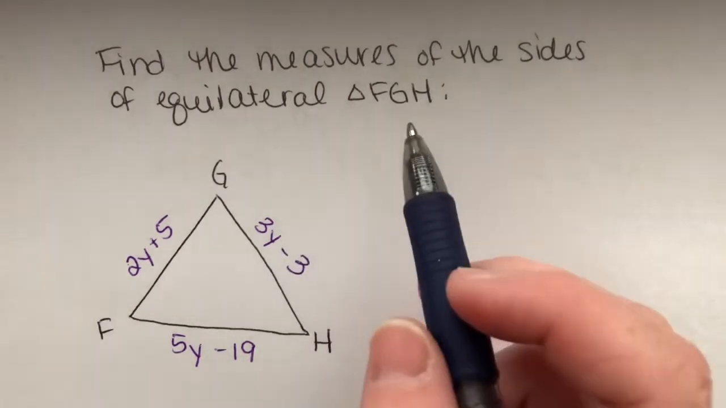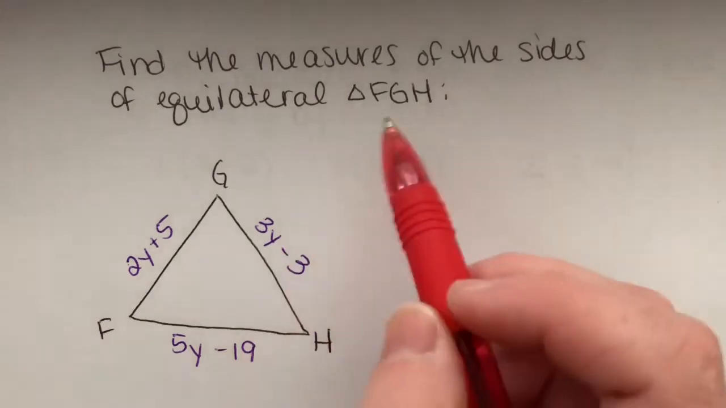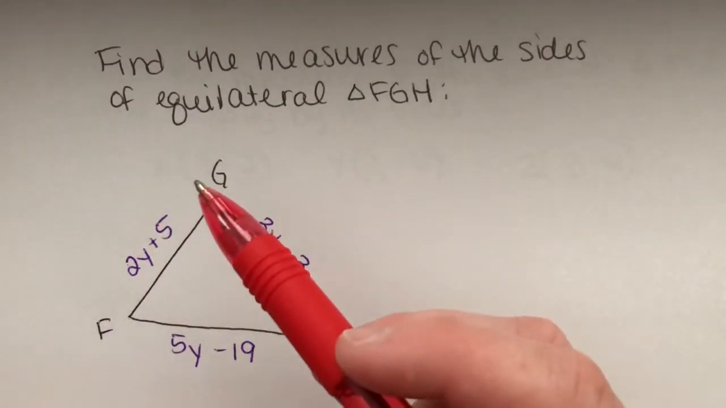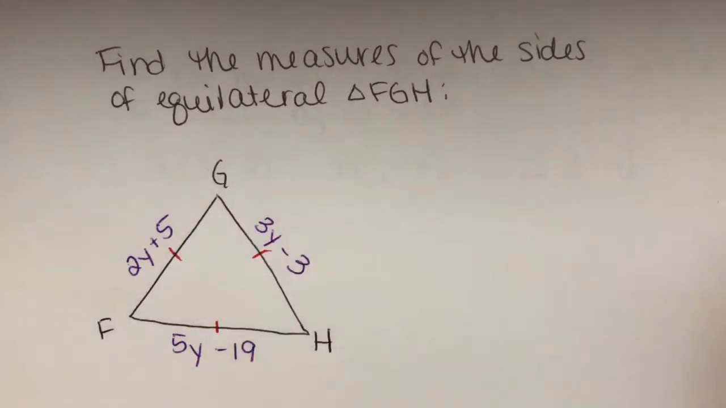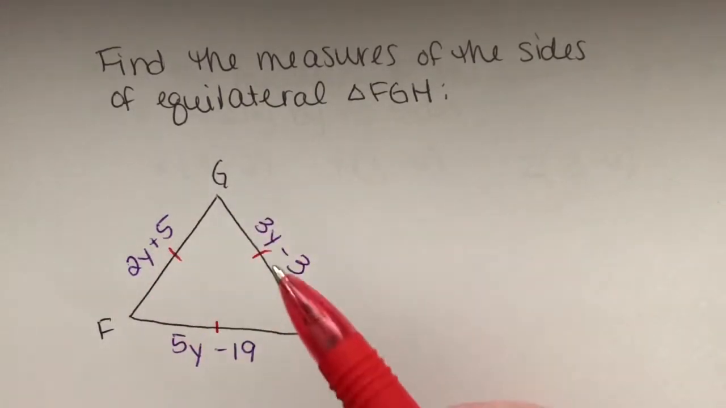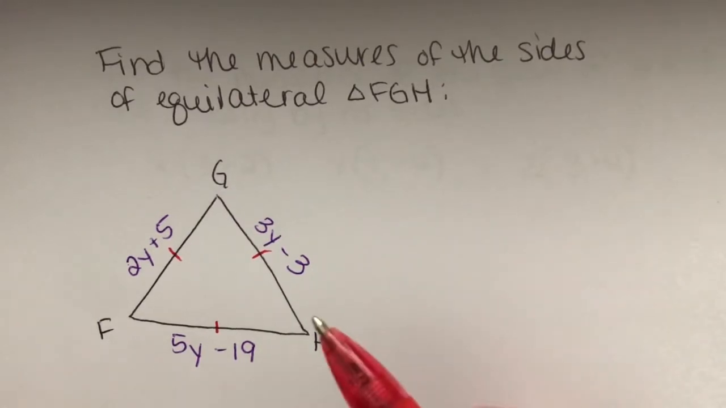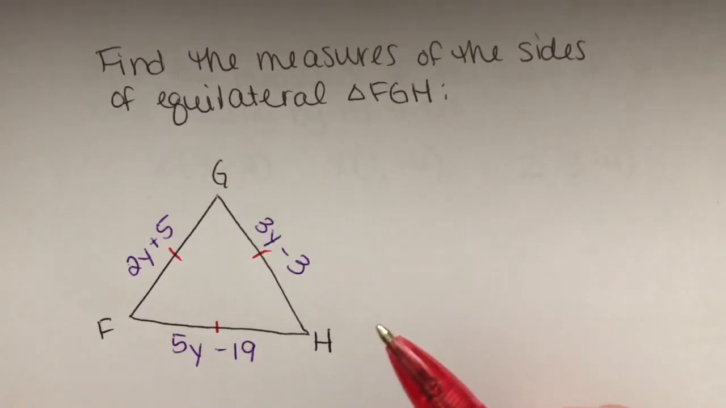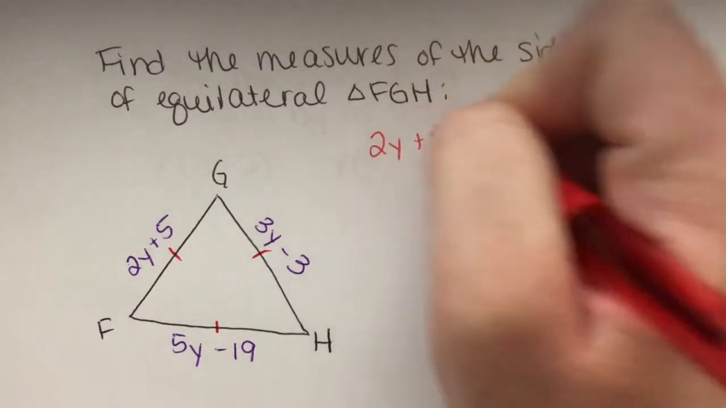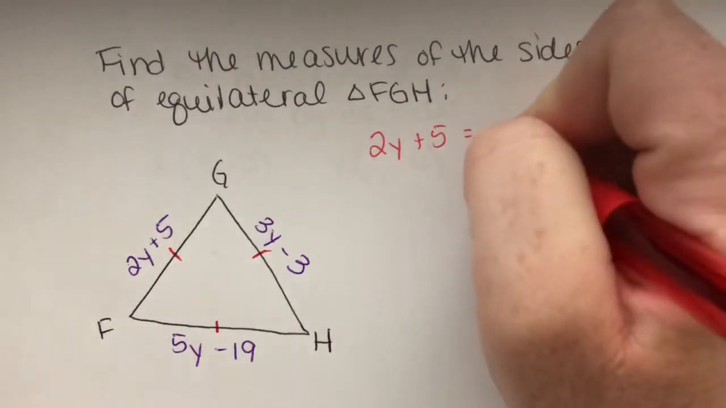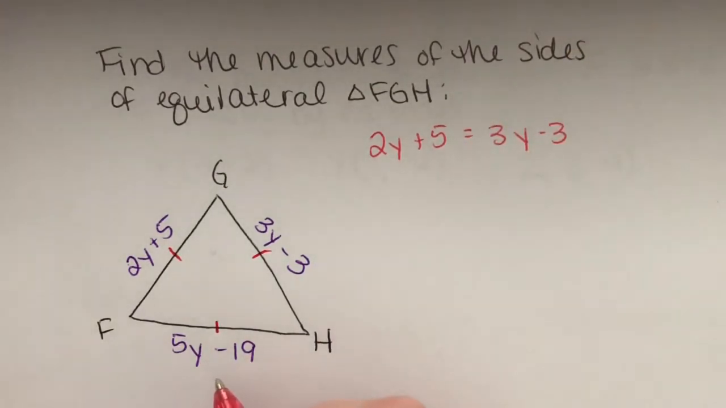So it says, find the measures of the sides of equilateral triangle FGH. And here's a picture of the triangle. So we know if it's equilateral, all the sides are the same length, right? So to know what the length of each of those sides is, I gotta know what y is. So to solve for y, since all 3 sides are equal, I just pick 2 of them and set them equal to each other. And it does not matter which 2 I pick, because at the end of the day, they're all equal, right? So I'm gonna set 2y plus 5 equal to 3y minus 3. You could have used 5y minus 19. Doesn't matter, you'll get the same answer for y at the end.